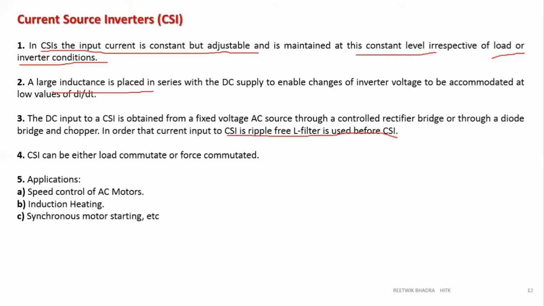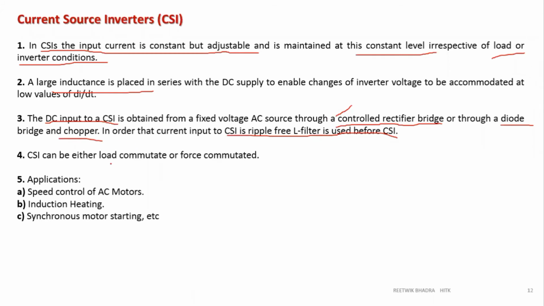And another thing, what is the DC input taken for the CSI? You can take it from a battery, but generally it is taken from the output of a rectifier. So you can take a controlled rectifier using thyristors, or you can use a diode rectifier and use a chopper in series with it to control the voltage. Or if you want a controlled voltage, you can use a controlled bridge rectifier.